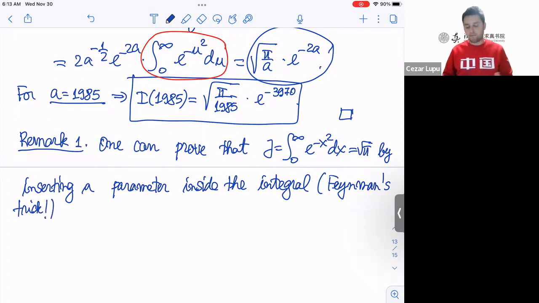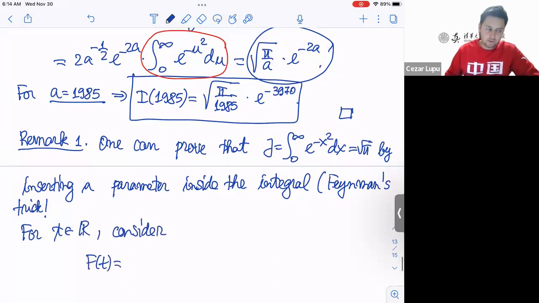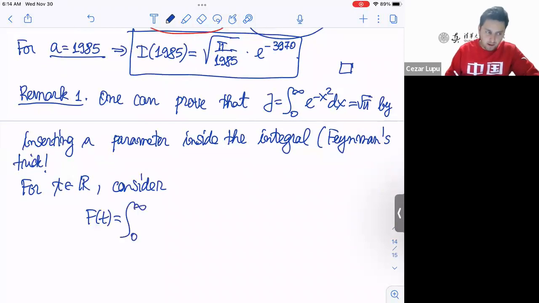All right, so we're going to do this, and then we're going to differentiate inside the integral. The way we're going to do this is a very tricky way. For a real number t, we consider the following integral: f of t to be the integral from 0 to infinity of e to the negative t squared times 1 plus x squared, everything over 1 plus x squared dx.